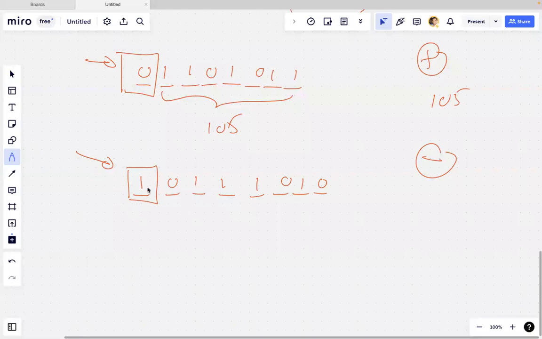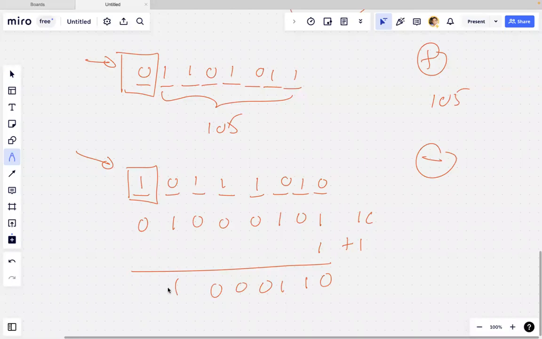How to get the 2's complement? Invert all the bits: 1, 0, 0, 1, 1, 0, 1, 0, 1, 0, 0, 1. Inverting the bits means it is the 1's complement. Then you need to add 1 to get the 2's complement. 1 and 1 is 1, 0. You can put 0 here, and 1 carries forward to the next location. 1 and 0 is 1. Here 1, 0, 0, 0, 1, 0.